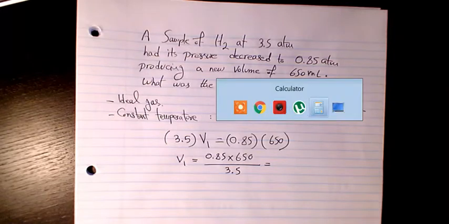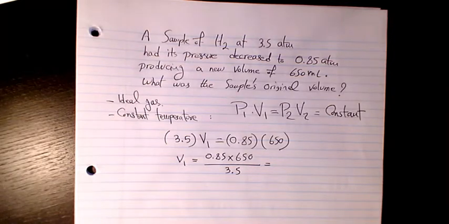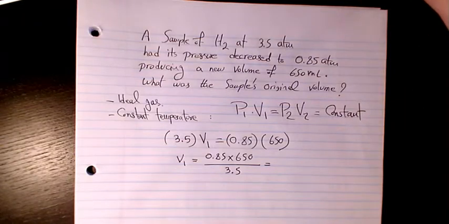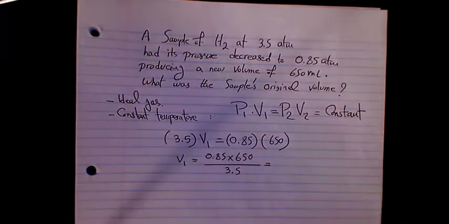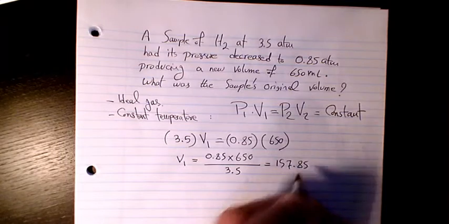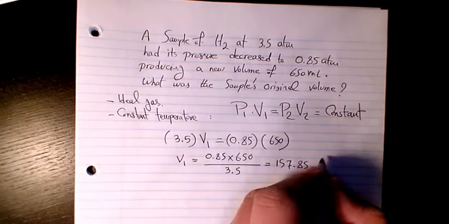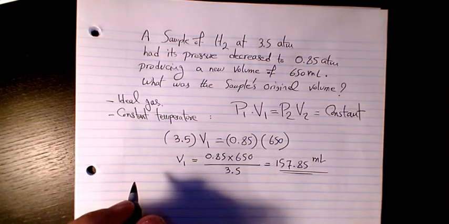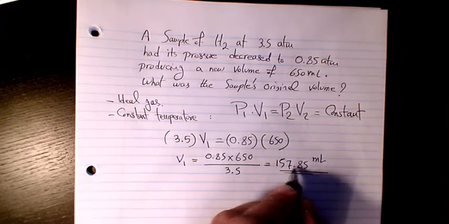So where's the calculator? Here. 0.85 times 650 divided by 3.5, which is going to be 157.85 milliliters. So that's the final answer, 157.85.